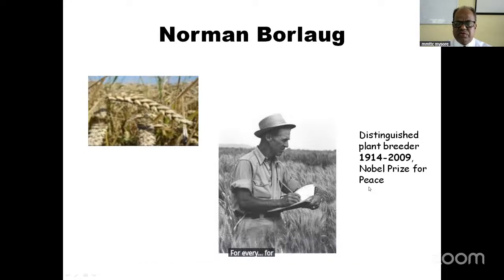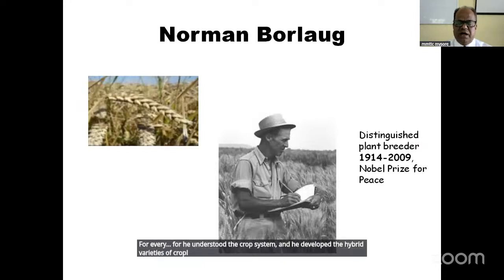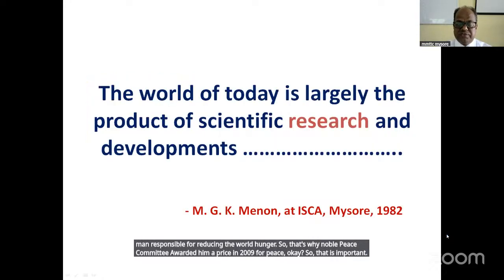He understood the crop system, and he developed the hybrid varieties of crops, which ultimately ended the world hunger. So therefore, Norman E. Borlaug is applauded for his important contribution, because he is the man responsible for reducing the world hunger. So that's why the Nobel Peace Committee awarded him a prize in 2009 for peace. Okay, so that is his important contribution.